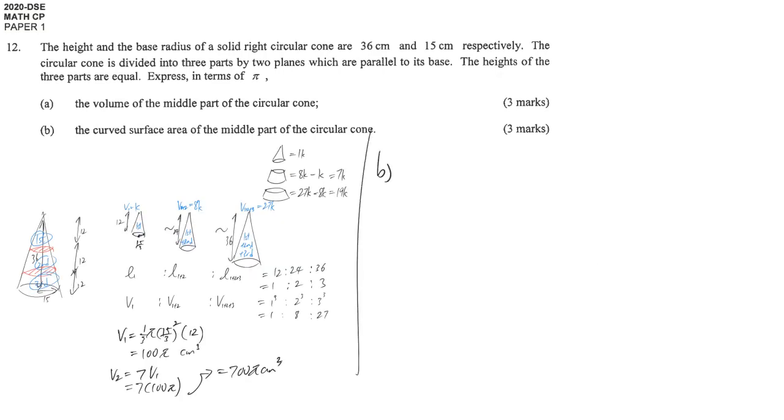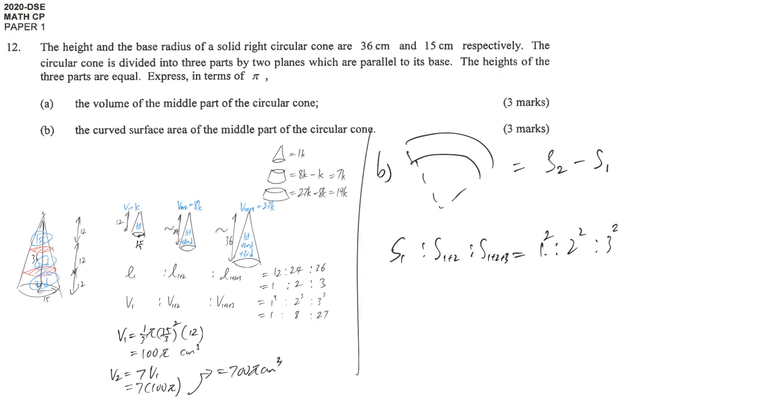Part B is basically the same. We are asking for the curved surface area, which is S2 minus S1. So we know S1 to S1 plus 2 to S1 plus 2 plus 3 is equal to 1 squared to 2 squared to 3 squared. So we have 1 to 4 to 9. Therefore, S1 to S2 is 1 to 4 minus 1, which is 3.